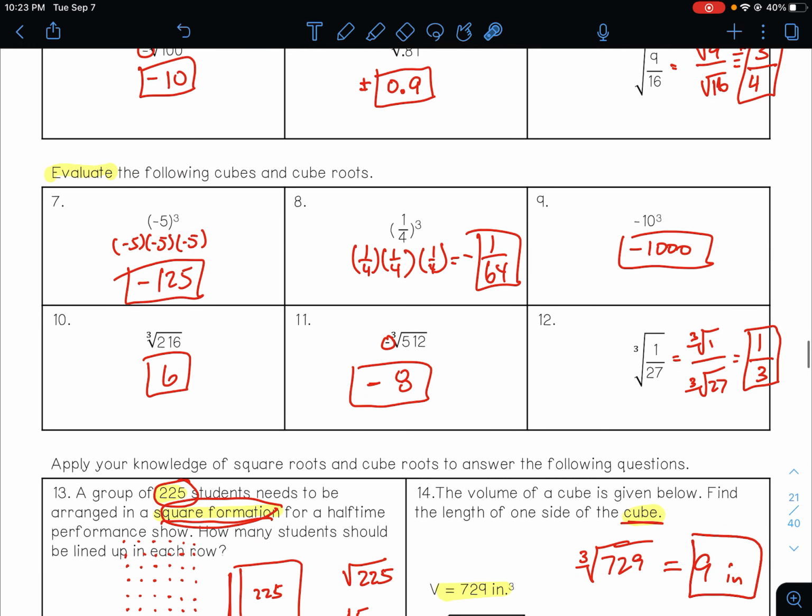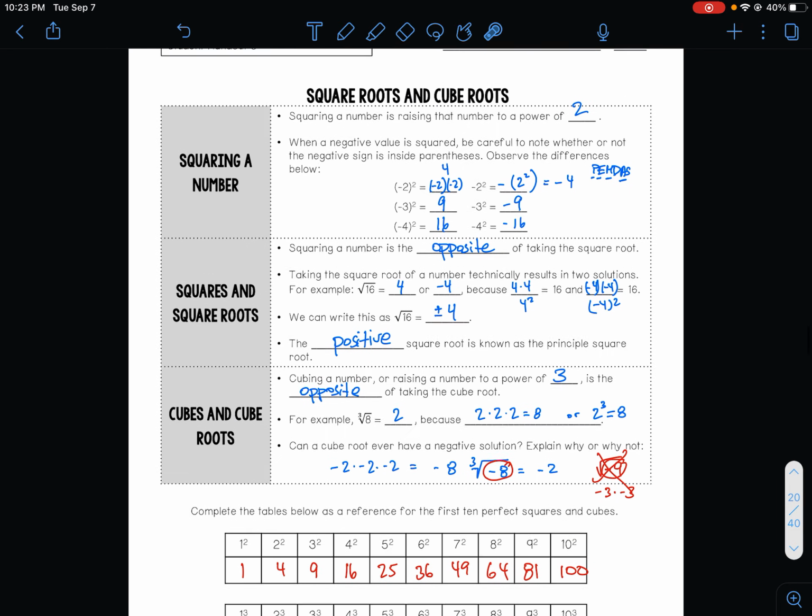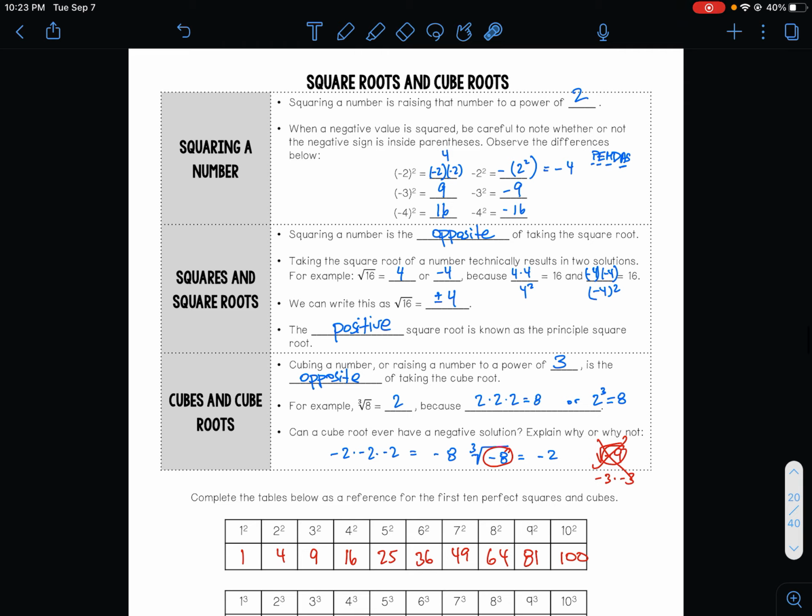And that's it. That is squares, square roots, cubes, cube roots. Hopefully you get it. Go ahead and try some problems on your own.